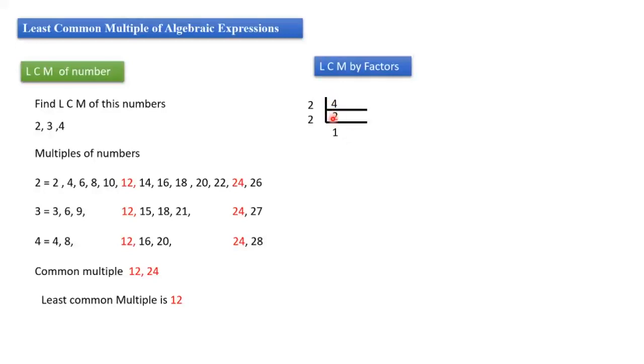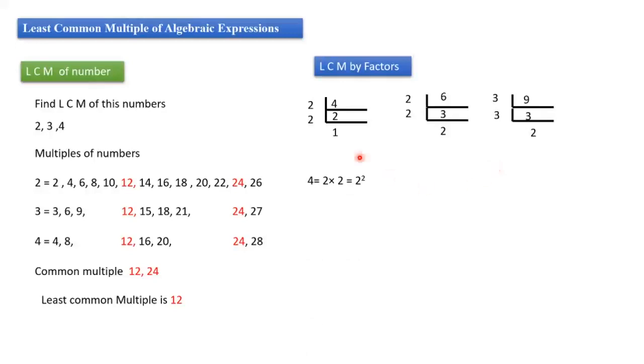You have to divide by prime numbers. What are the prime numbers? 2, 3, 5, 7, like that. A number divisible only by 1 and itself is called a prime number. You divide by prime numbers until you get 1. You have done it in grade 7. Now we will check this: I am going to find the least common multiple of 4, 6 and 9.